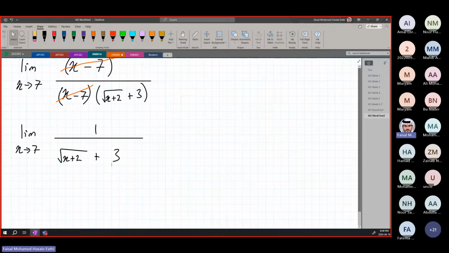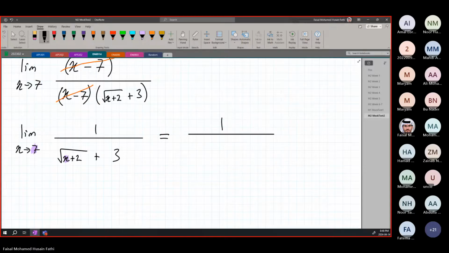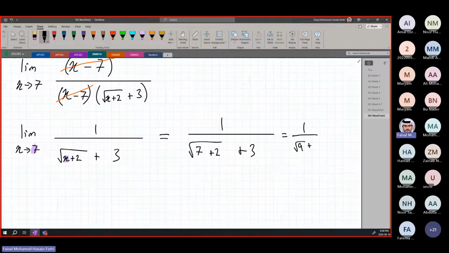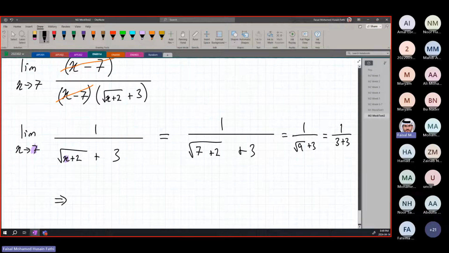Now we can substitute our value of 7 for x into the equation. This is going to be 1 over the square root of x plus 2, plus 3. X is 7, so 7 plus 2 is 9. This is equal to 1 over the square root of 9 plus 3, which is equal to 1 over 3 plus 3. So therefore, this limit is going to be equal to 1 over 6.